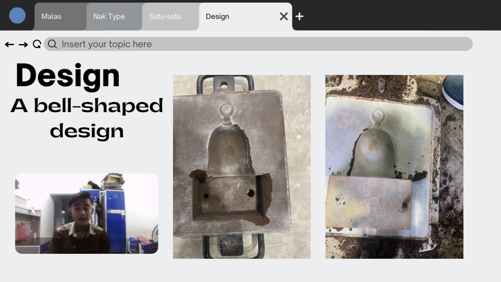So, we move to the design of our product. For our group, the pattern that we chose is the bell-shaped design. This is pretty new for us because the top of this product is a normal shaped bell, but the bottom of this design is pretty unique because it has a block look on it. This pattern turned out a great result.